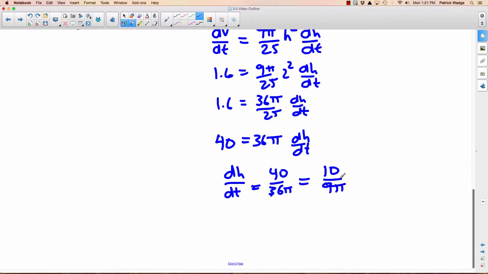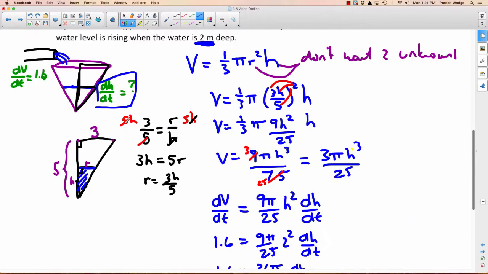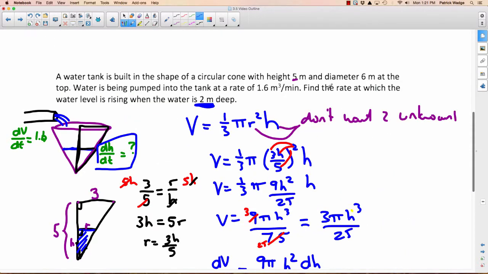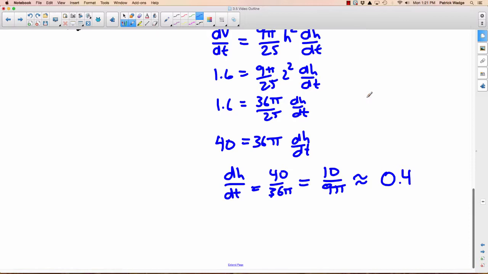There's my answer. If you're not comfortable with 10 over 9 pi, although I really would like you to get into the habit of putting these exact answers, but if you're having trouble picturing that, we could take our calculator, go 10 divided by 9 pi, you'll get 0.4. 0.4 what? It must be some rate in terms of time. We want to know at what rate is the water level rising. Well, when you measure a height of a water level, it would be in meters in this case. So it would be meters per minute would be our unit.